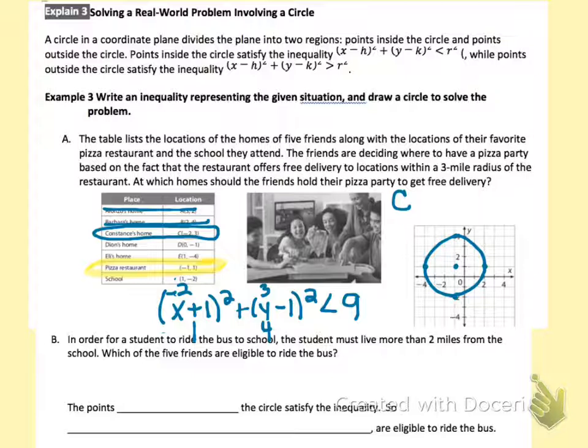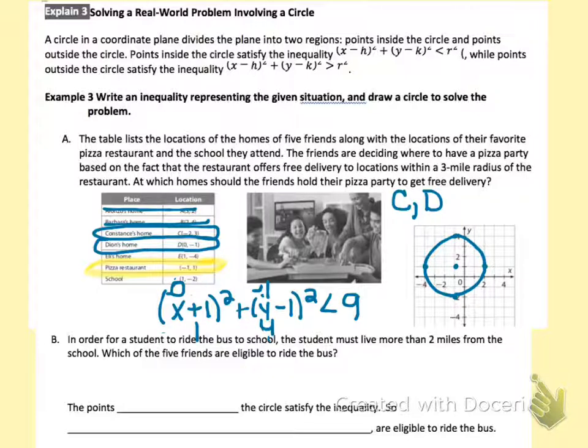So Dion, let me erase these. This is 0, negative 1. So I plug 0 in for x and negative 1 in for y. That's 0 plus 1, 1 squared is 1, and then negative 1 minus 1 is negative 2, and negative 2 squared is 4. There's another one, so Dion's also in the running.